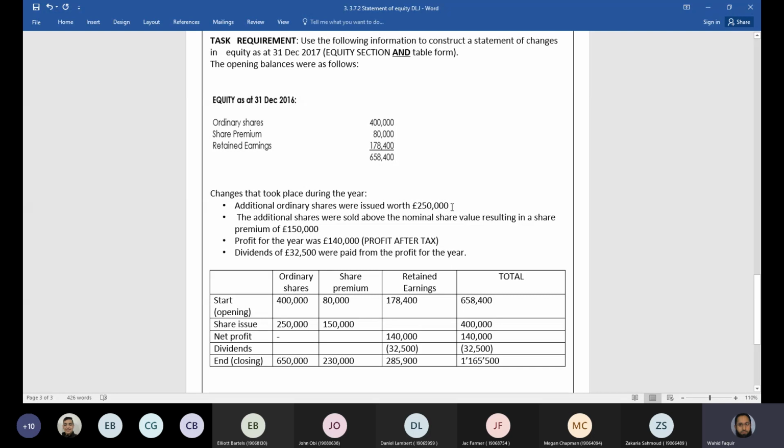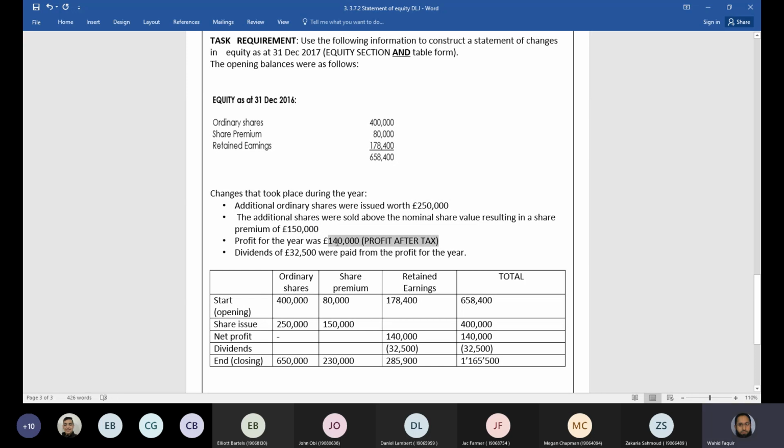Anyway, these are the things that happen. The issued shares raised 250 plus 150 in cash, which goes into the bank. Top half of the statement of financial position goes up. Accordingly, the bottom half also goes up to maintain the balance between the top and the bottom and to ensure double entry has taken place.